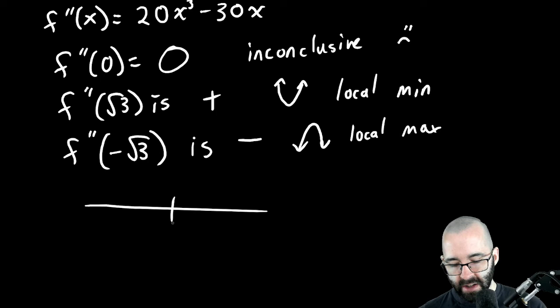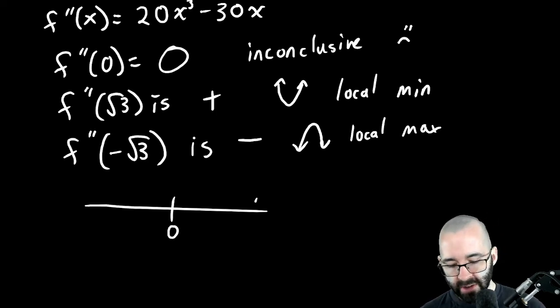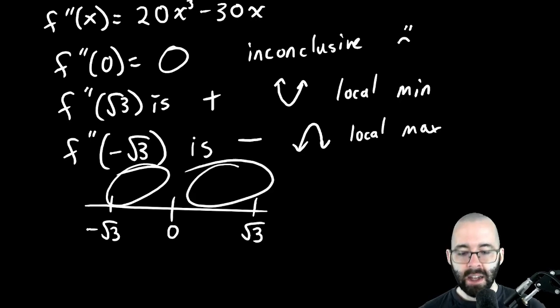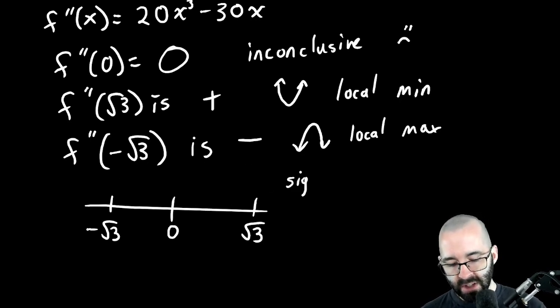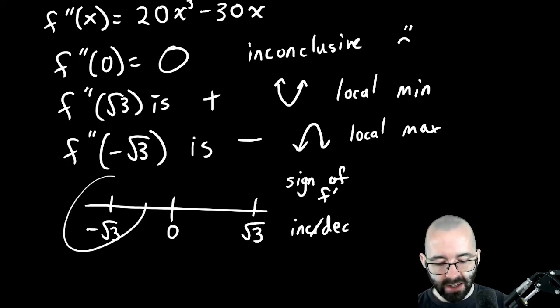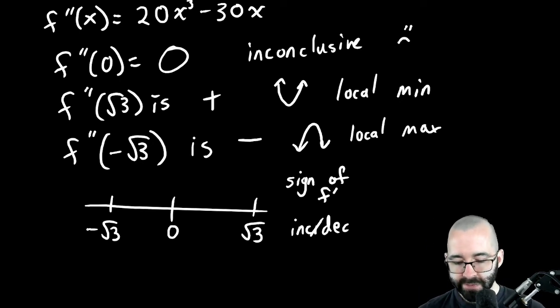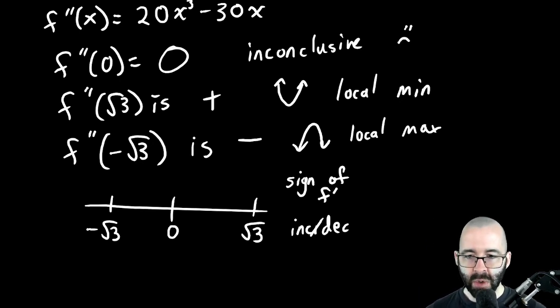So there's a critical point at 0. The other critical points are at root 3 and negative root 3. So we only need to look at this interval and this interval. Let's look at the sign of f prime and whether it's increasing or decreasing. We don't have to test every interval because we already used the second derivative test to look at these guys. We just have to look at intervals around 0. So -1 and +1 work. The square root of 3 is about 1.7.